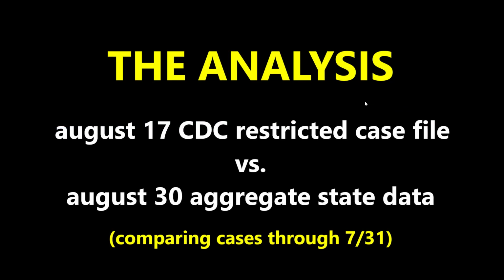So now the analysis that I undertook to dig a little bit under the hood: the most current CDC restricted case file was made available on August 17th. I downloaded that file, and that's what I used for that portion of the analysis. And then I took the aggregate information that's been reported as of yesterday. So this is when the states report to CDC and they upload their numbers of cases every day. And because the CDC warns you that the most recent couple of weeks could be underreported, I'm just going to compare cases from the beginning of the pandemic through the end of July.